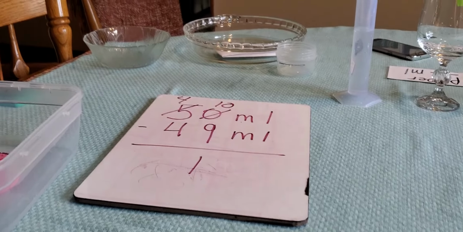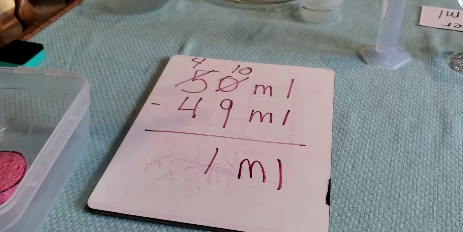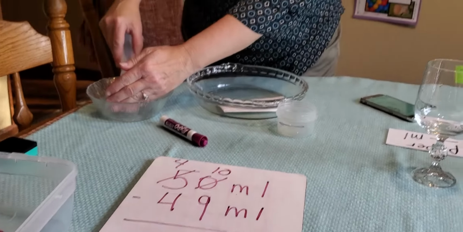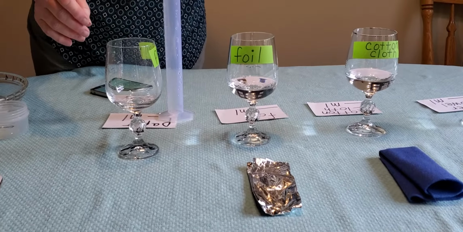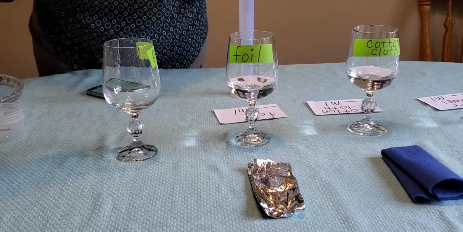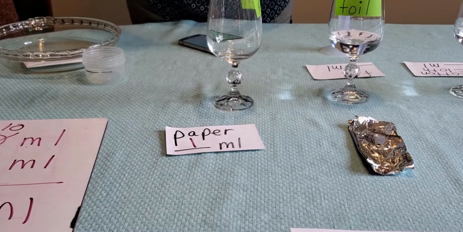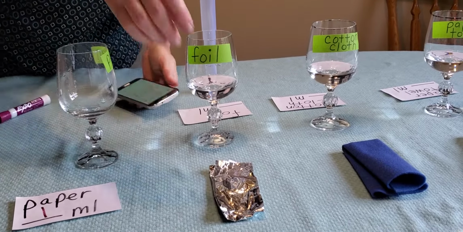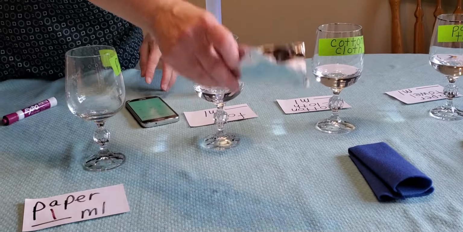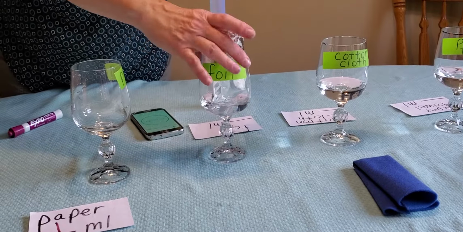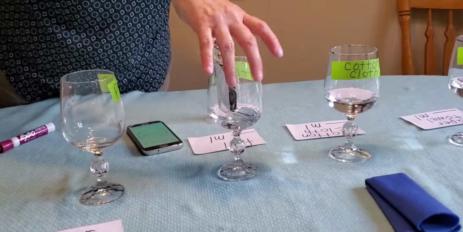Okay, so 1 milliliter. All right, now I'm going to pour this water into my bowl, and then we're going to try our next material. Well, actually, my paper, I'm going to say it was 1 milliliter. All right, now we're going to try our foil. So again, 50 milliliters. I'm going to press start on my timer, and we're going to see how much the foil absorbs.